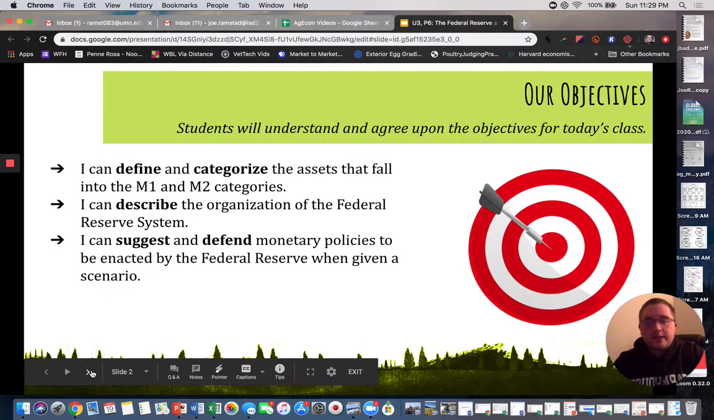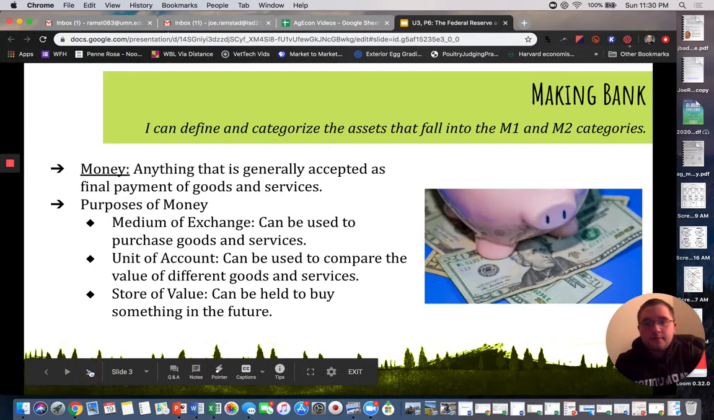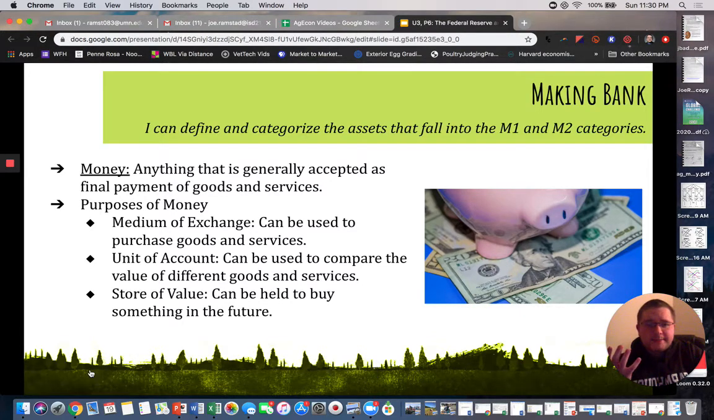Our first one, we'll be able to define and categorize the assets that fall into the M1 and M2 categories. And these are different frameworks that help us visualize how much money is in the economy. Number two, you'll be able to describe the organization of the Federal Reserve System. And number three, you'll be able to suggest and defend monetary policies to be enacted by the Federal Reserve when given a scenario.